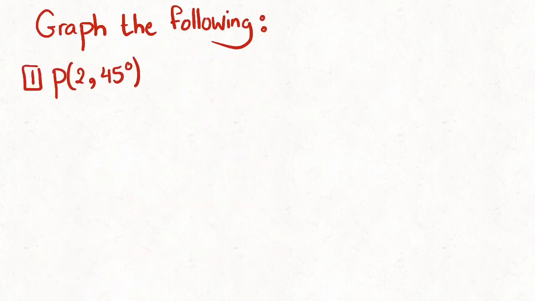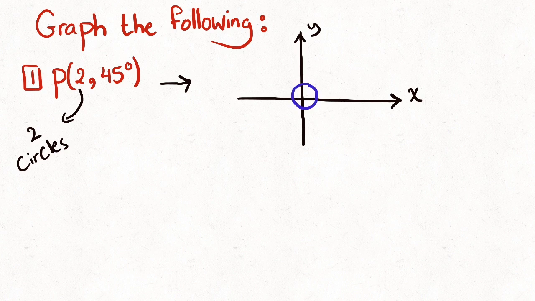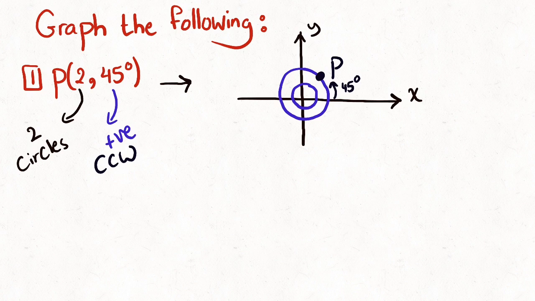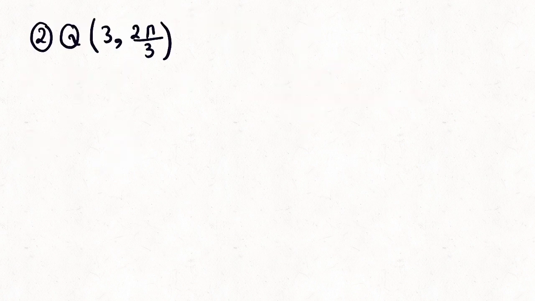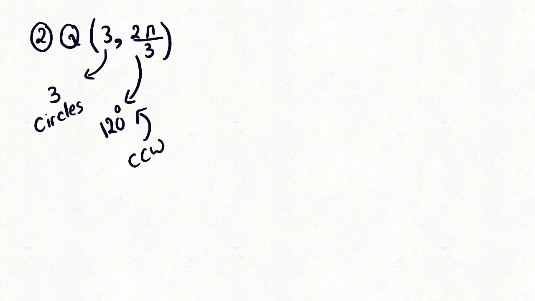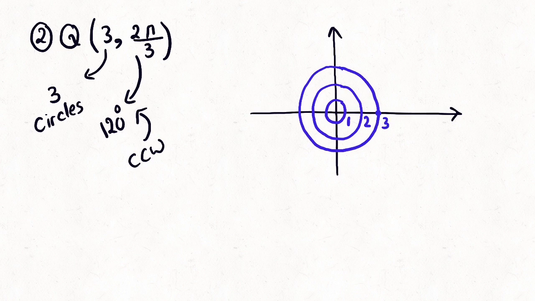Plot the following point. P(2, 45°). The 2 indicates two circles, and the angle 45 is a positive one, thus I will go counterclockwise and that's it. Another point Q: 3 circles and the angle is a positive one, counterclockwise. You convert it to degrees and just graph it as you can see in front of you.